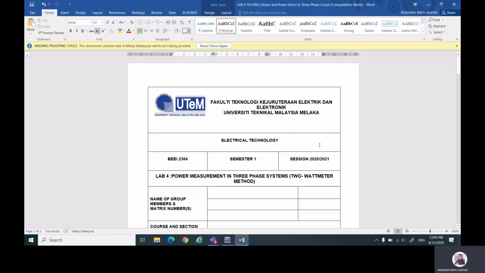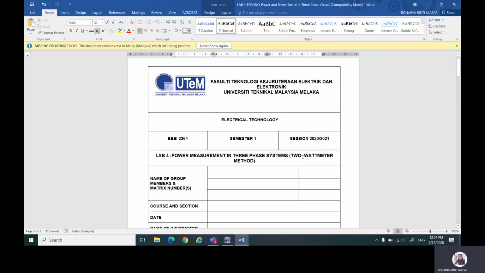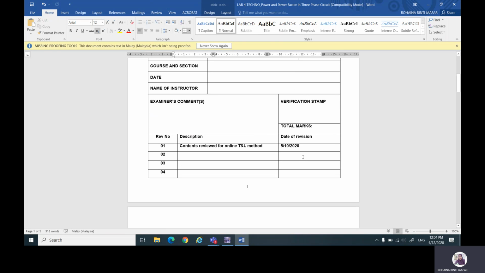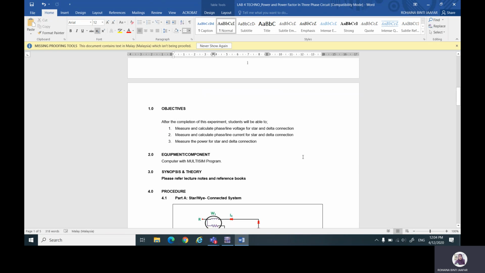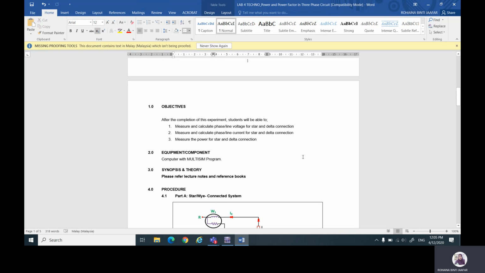So today I will brief you on Lab 4, power measurement in three-phase system using wattmeter sheet. The objective for this lab is that after the completion of this experiment, students will be able to measure and calculate phase or line voltage for star and delta connection, measure and calculate phase or line current for both connections, and then measure the power for star and delta connection using the 2-wattmeter method.